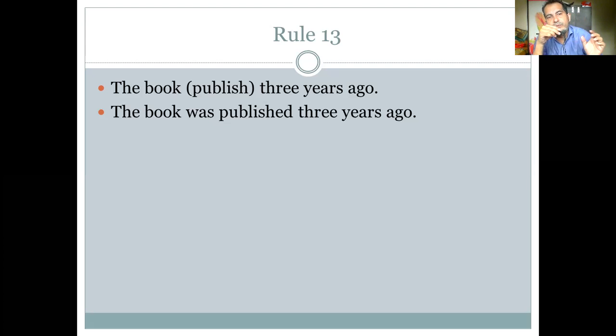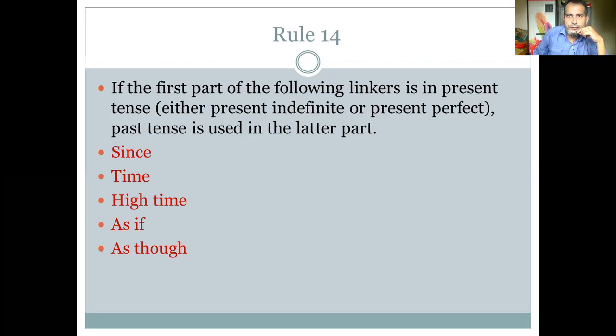Rather, the important information is that the book was published 3 years ago. So the book is important here. That's why the book becomes the subject and passive voice is used. Now, rule 14.